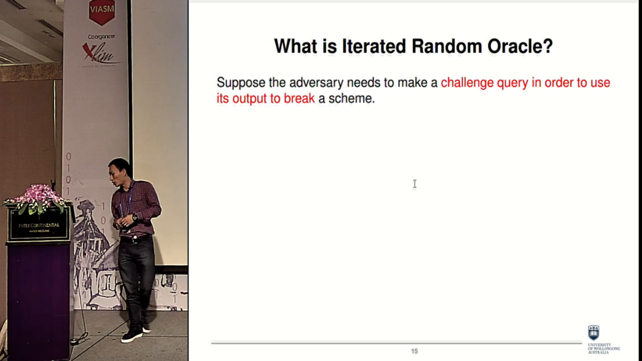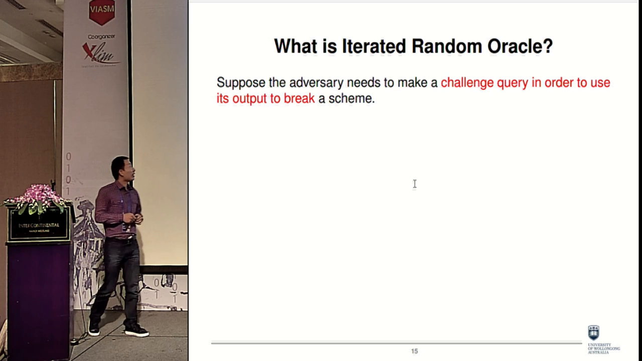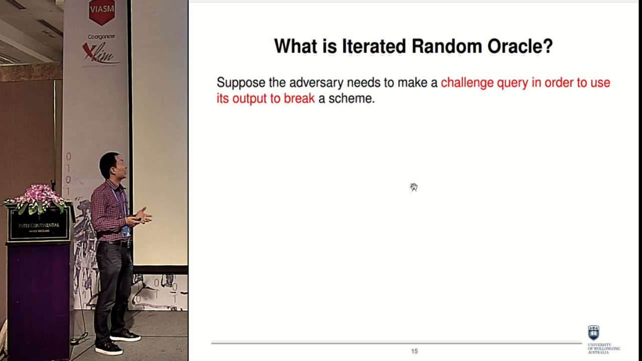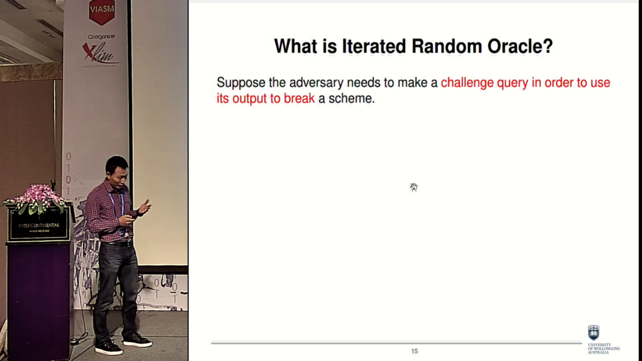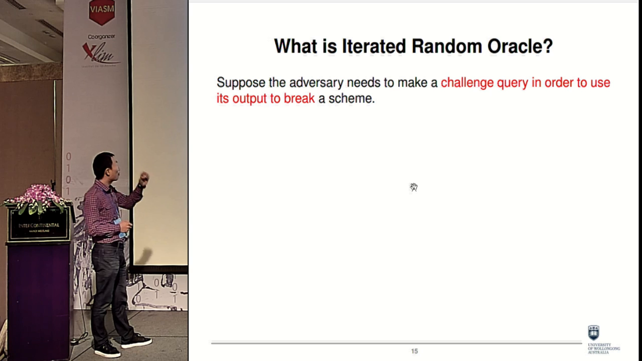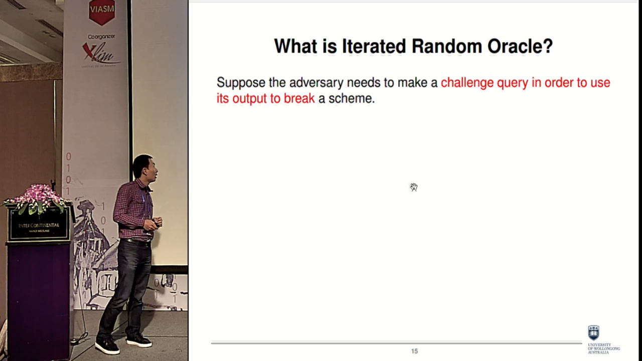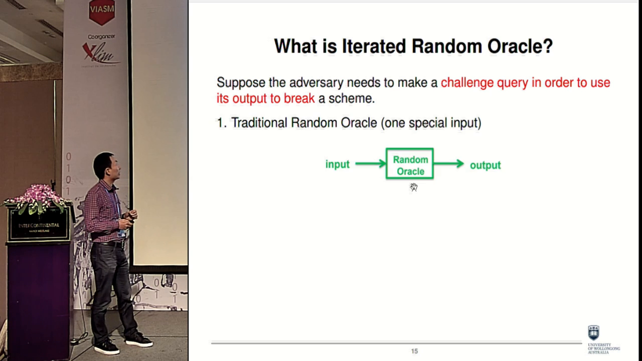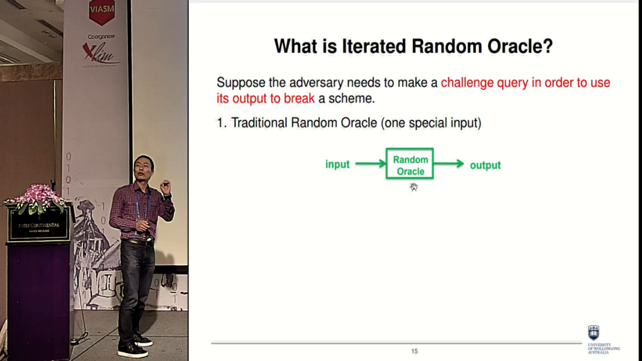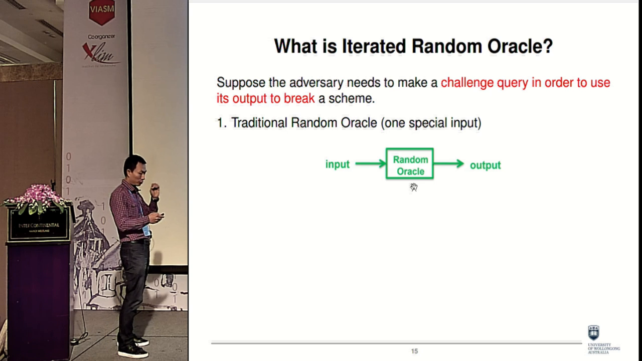Our approach is associated with finding loss, and with the iterated random oracle. So what is the iterated random oracle? Suppose the adversary needs to make a challenge query in order to use its output to break a scheme. In the traditional random oracle model, this challenge query is associated with one special input to the random oracle. Just one special input to the random oracle.